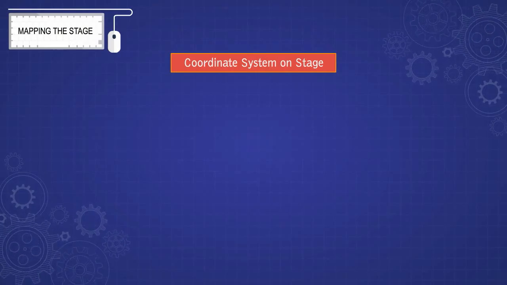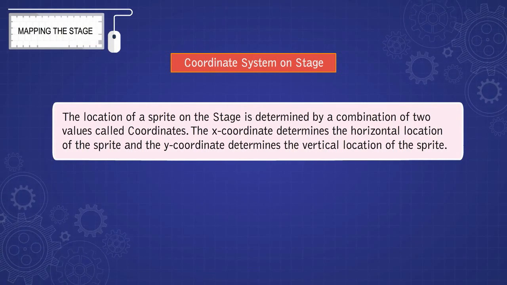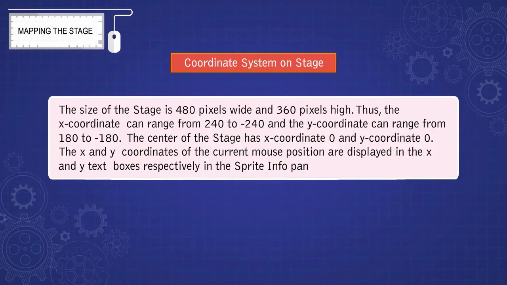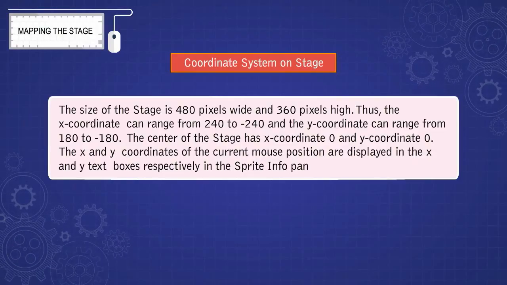Coordinate system on stage. The location of a sprite on the stage is determined by a combination of two values called coordinates. The x-coordinate determines the horizontal location of the sprite, and the y-coordinate determines the vertical location of the sprite. The size of the stage is 480 pixels wide and 360 pixels high. Thus, the x-coordinate can range from 240 to minus 240, and the y-coordinate can range from 180 to minus 180. The center of the stage has x-coordinate 0 and y-coordinate 0.